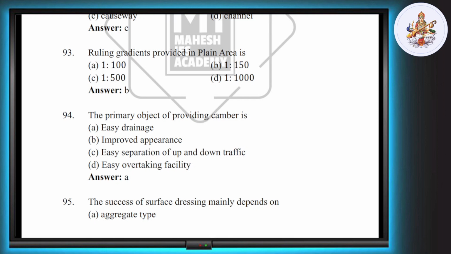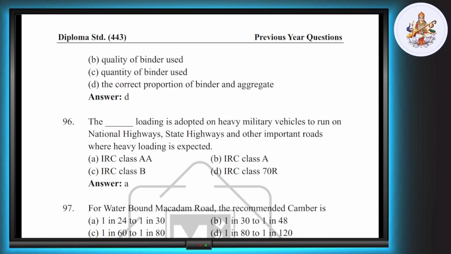Question 95. The success of surface dressing mainly depends on. Correct answer, D. The correct proportion of binder and aggregate. Explanation. Too much binder makes it slippery, too little causes raveling. Balance is key for durability and skid resistance.